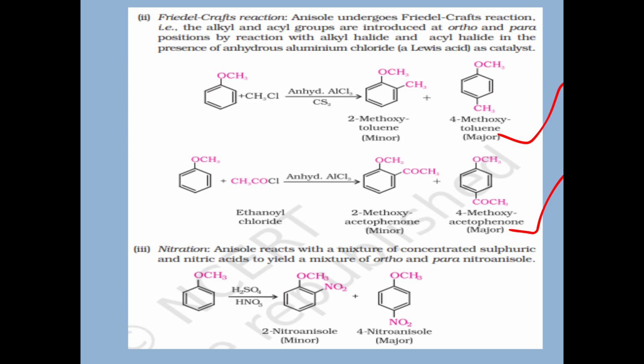Nitration will use the mixed acid. Mixed acid is a mixture of HNO3 and H2SO4. It will give para-nitroanisole and ortho-nitroanisole. Para-nitroanisole, or 4-nitroanisole, will be the major product.